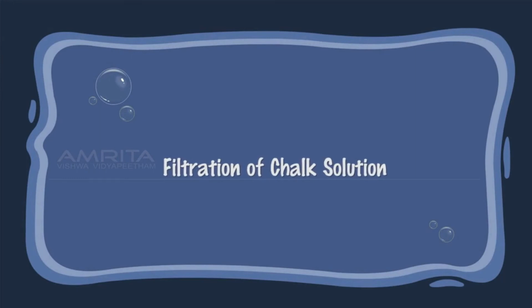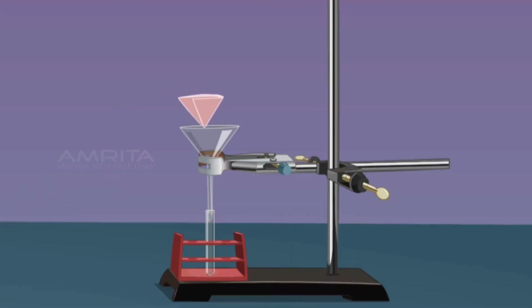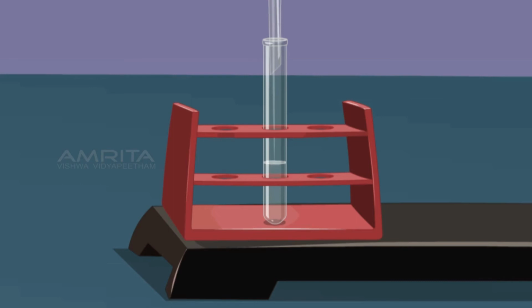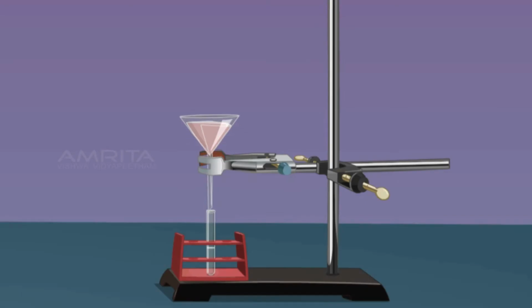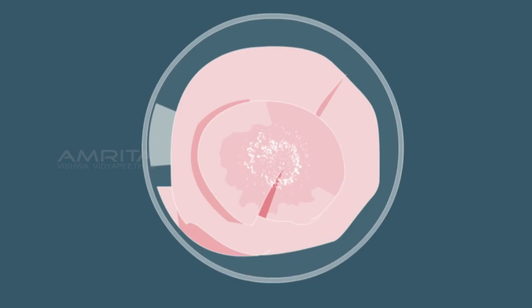Filtration of chalk solution. Place a funnel over a test tube using a clamp stand. Then place a filter paper in the funnel. Now, pour the chalk suspension taken in another test tube through the funnel. A clear filtrate is obtained. Chalk particles are seen on the filter paper. This indicates that suspended components of a suspension can be separated by filtration.